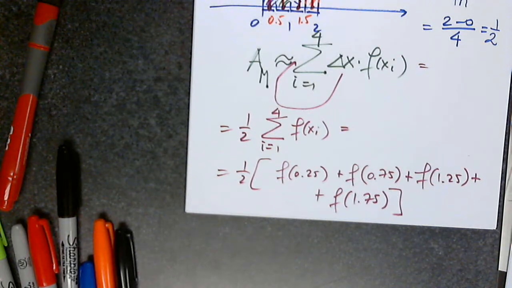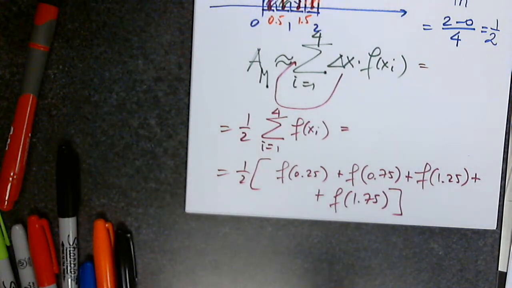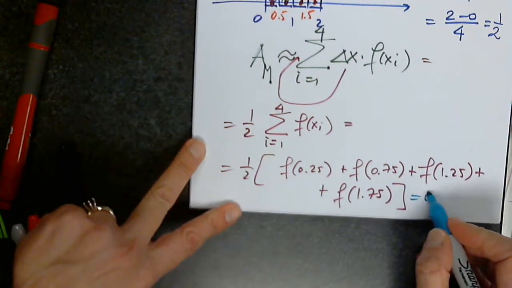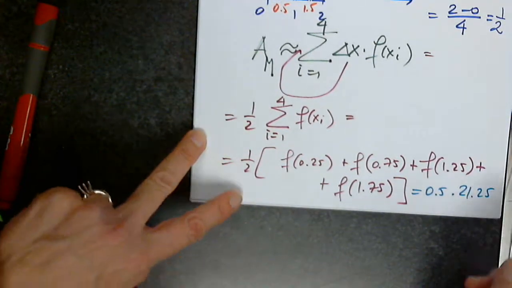L2. Second L2. And just press calculate, and you get the sum. Look at it. The sum of all the entries in list L2 is 21.25. So then I go back, and this is 0.5 times 21.25.